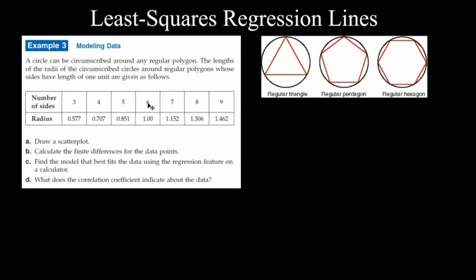So square, pentagon, hexagon. We're going to draw a scatter plot, calculate the finite differences for the data points, find the model that best fits the data using the regression feature on the calculator, and then we're going to see what the correlation coefficient tells us about the data.